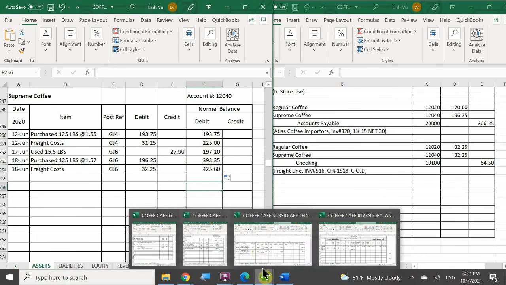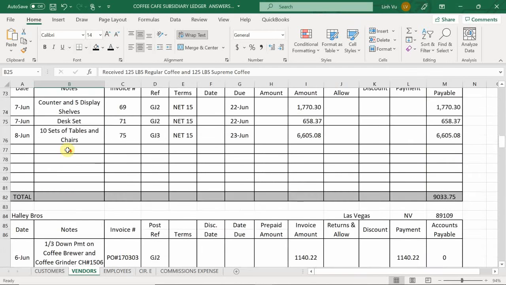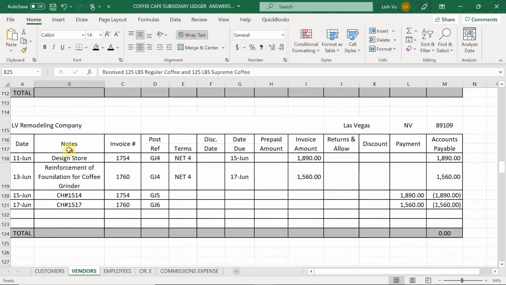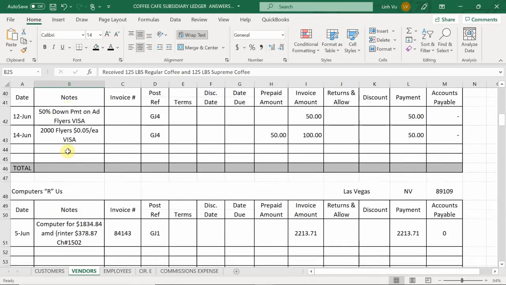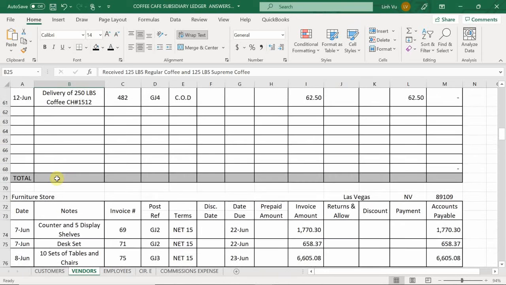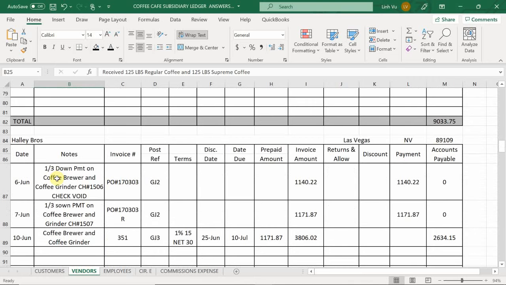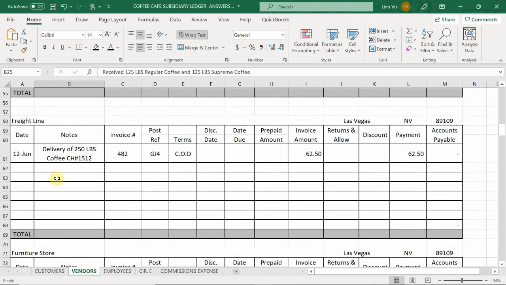So subsidiary ledger. Who are we going to? Atlas Coffee Importer. Not Atlas. Who shipped it? It's the freight line. Okay, so let's go ahead and find Freight line. So we got City Printers. We got Furniture Store. Oh, I think I missed it. Freight line. Here they are.